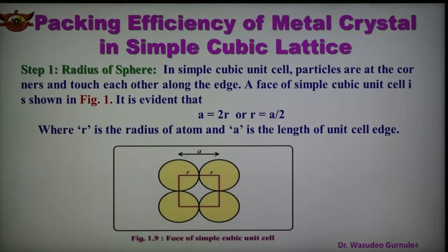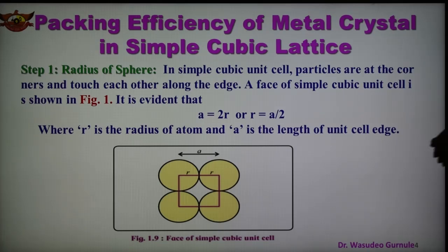First is the packing efficiency of the metal in the simple cubic lattice. There are different steps: step 1, step 2, step 3. So four different steps are there in the simple cubic, and how to calculate packing efficiency is given here. Step 1 shown here is the radius of the sphere.